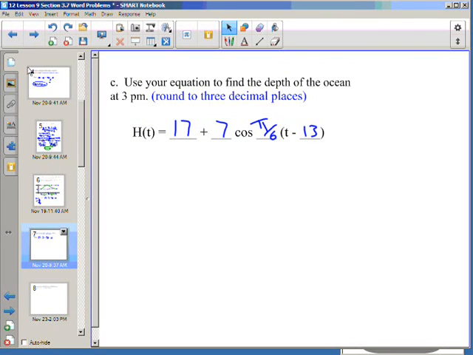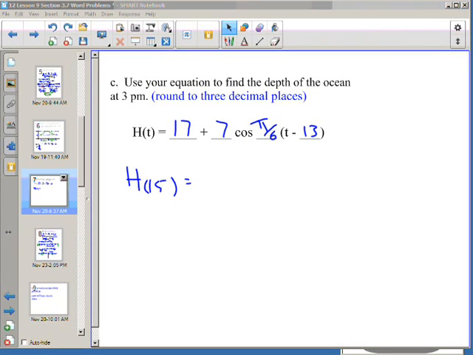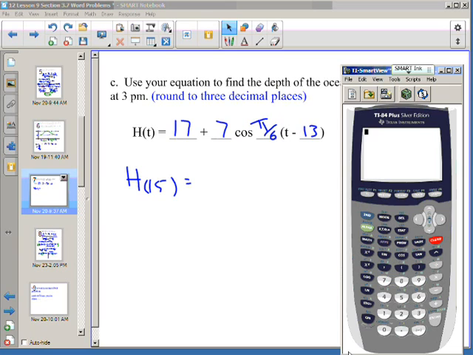Use the equation to find the depth of the ocean at 3 p.m. Well, 3 p.m. is going to be 12 plus 3, 1500 hours. So H of 15. I'm going to go to our calculator. We get 20.5 meters.